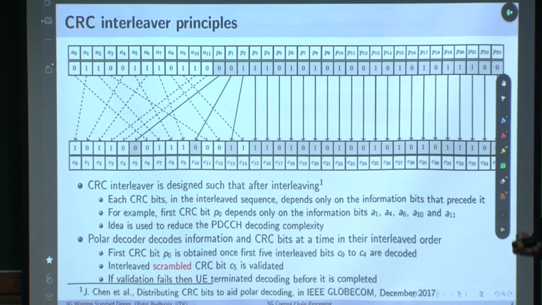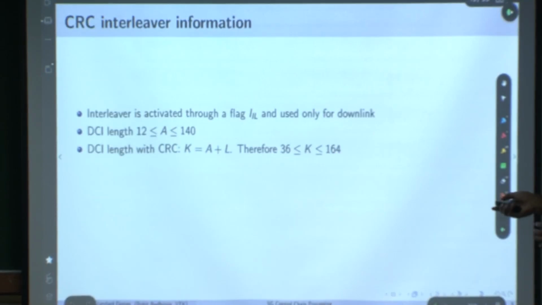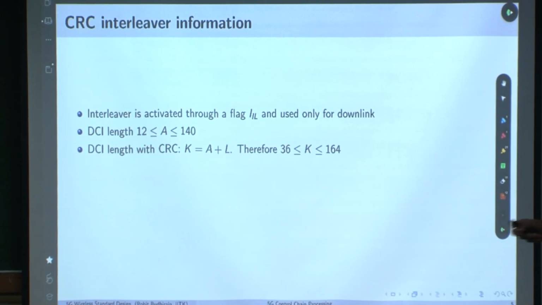Somebody should decide it for you. Somebody should give you that pattern, where you should write this input bit and the output. That pattern is called the interleaver pattern. And because this input can vary from 36 to 164, you'll have to define so many patterns, from 36 to 164.